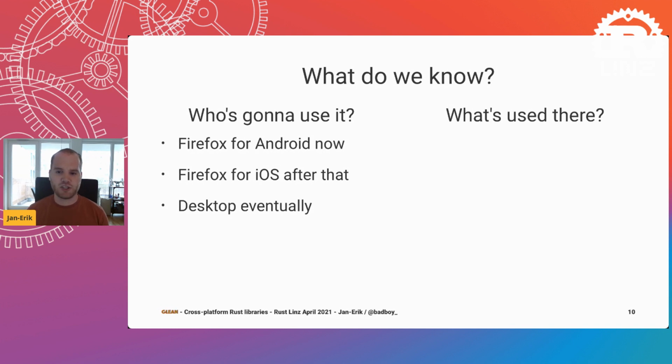But what's actually used there? How are they programmed? Well, on Android, it's mostly Kotlin. That's what you by now use to write any Android application. So you need to support an API in Kotlin. On iOS, you obviously have to use Swift to do anything useful, really. And on desktop, it's actually a mix of C++, JavaScript, and Rust. So these are all 3 languages that we also need to support.